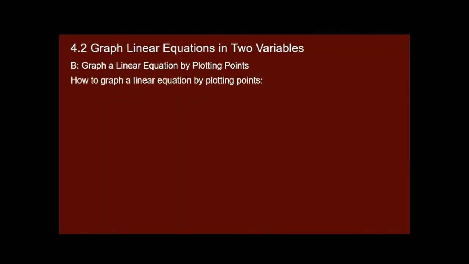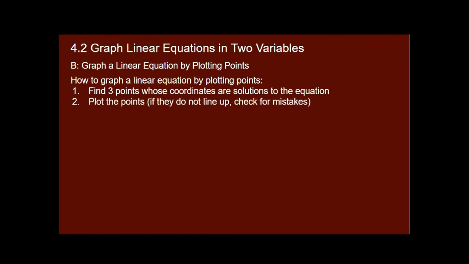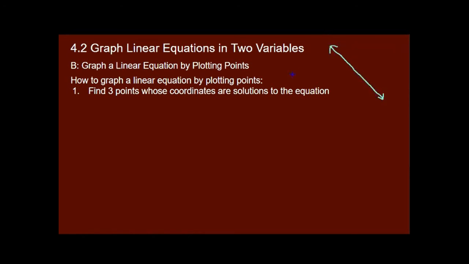So, how to graph a linear equation by plotting points. First, you find 3 points whose coordinates are solutions to the equation. Now, just a quick note here, it only takes 2 points to define a line, right? If I have any 2 points, let me back up and get my pen, sorry. If I have any 2 points and I connect those points, I have a line. So it only requires 2 points to define a line.